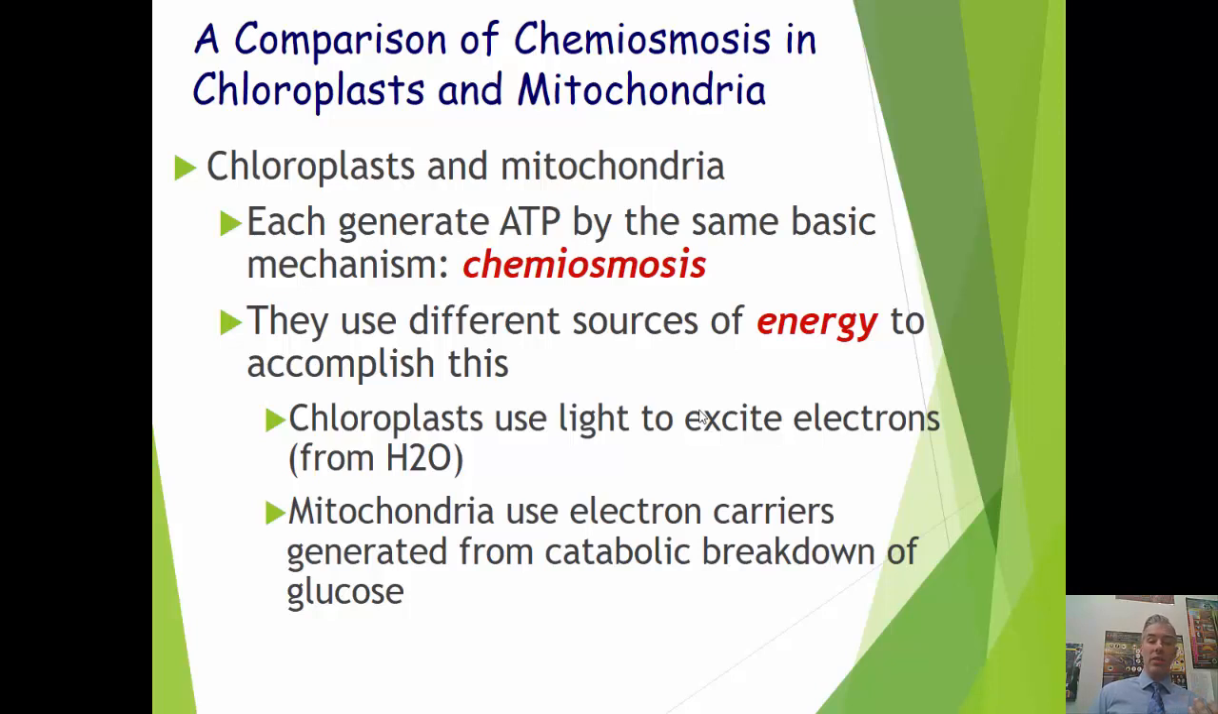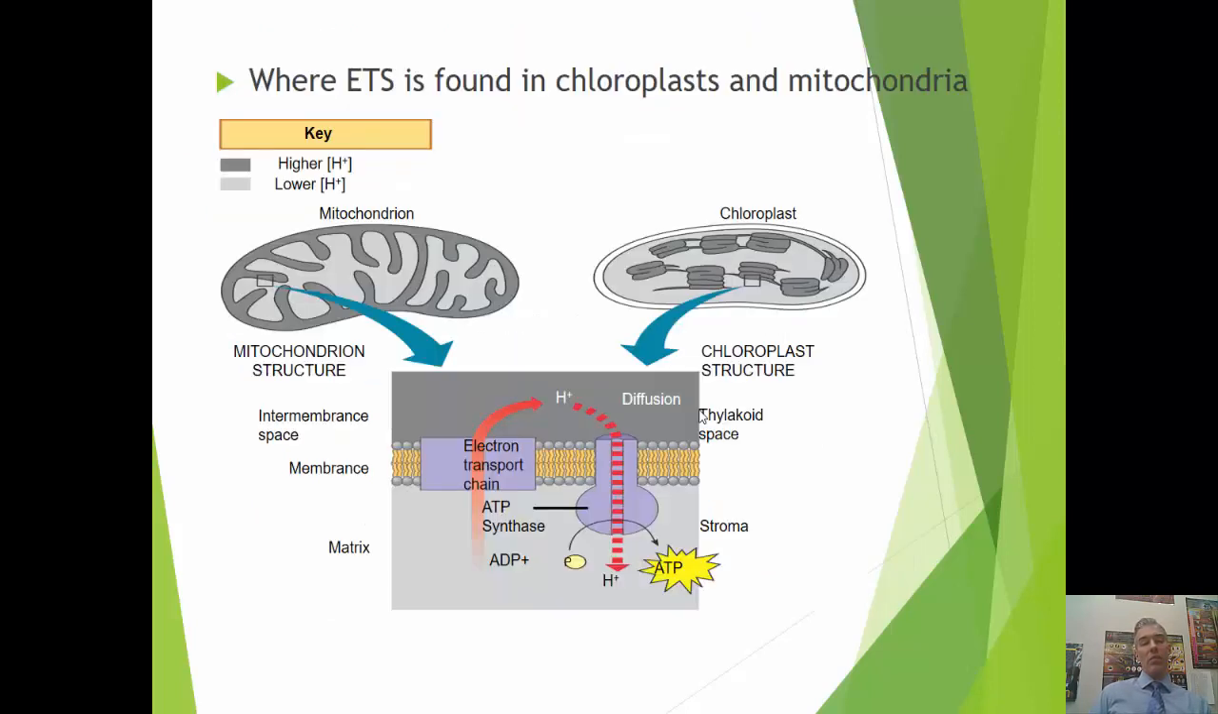Chloroplasts will use light to excite electrons, right? Mitochondria use electron carriers generated from breakdown of glucose. Those electrons are already high energy when they get them. They don't have to be excited. And we use the energy of those to eventually pass free energy onto ATP in cellular respiration.